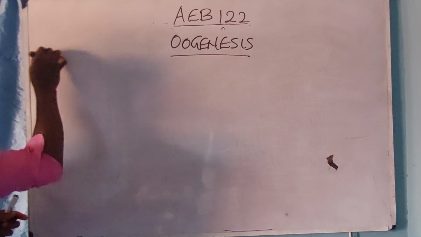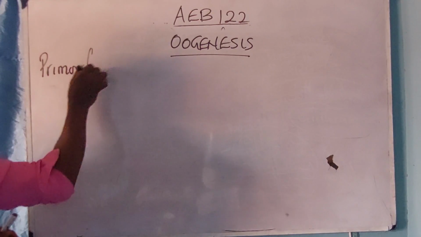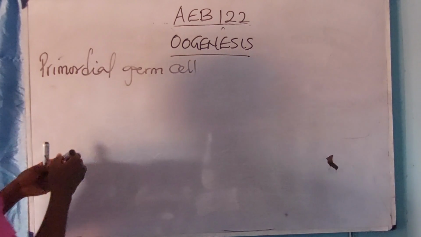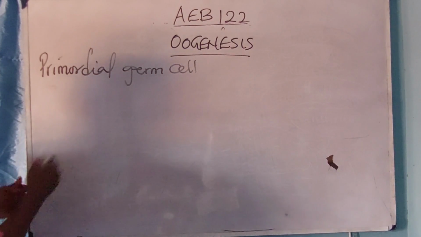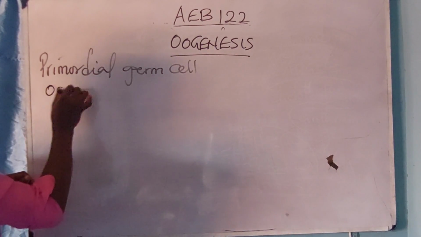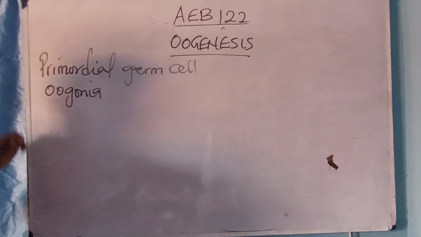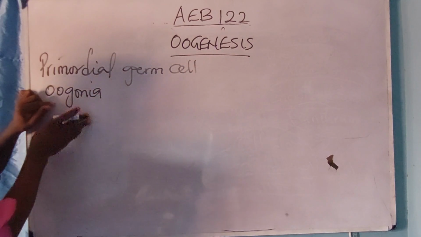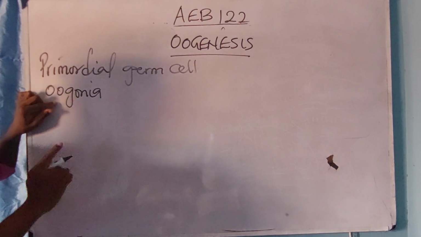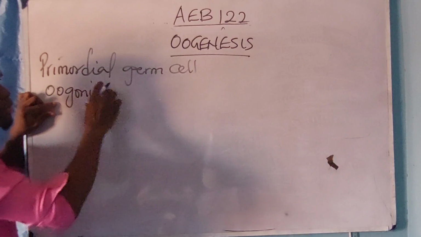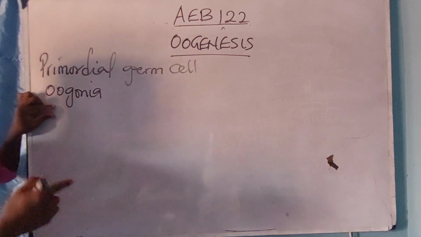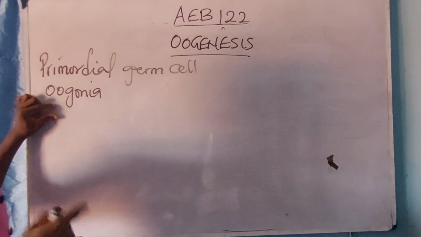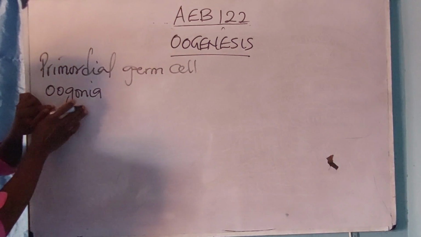During oogenesis, the primordial germ cell will undergo mitosis to produce oogonia. You know that in spermatogenesis, the primordial germ cell will produce spermatogonia. Each spermatogonium will increase in size to produce a primary spermatocyte. It is not so in this case.